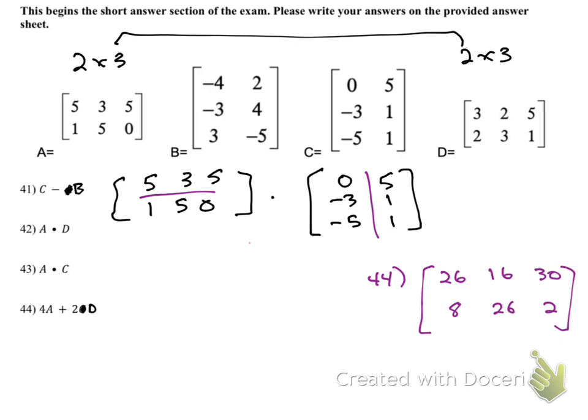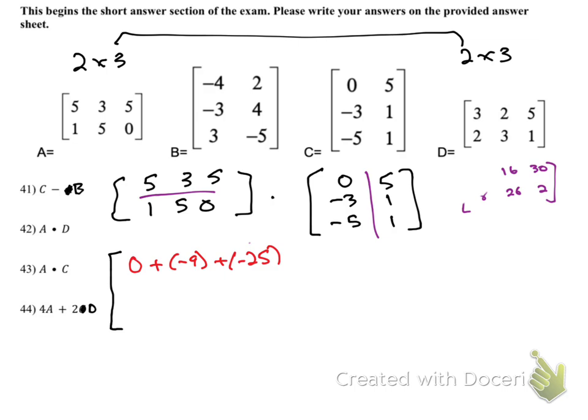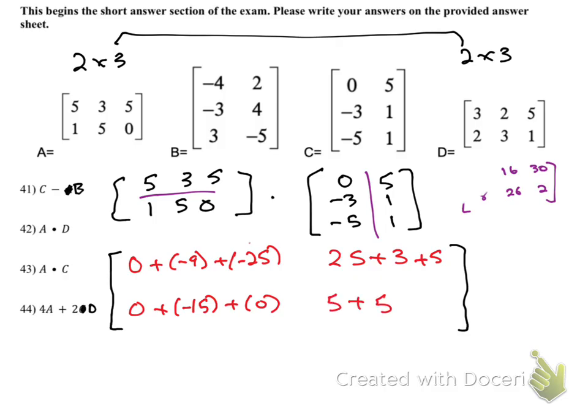So I will have 5 times 0 is 0, plus 3 times -3 is -9, plus 5 times -5 is -25. And then I'll have 5 times 5 is 25, plus 3 times 1 is 3, 5 times 1 is 5. And then I'll have 1 times 0 is 0, plus 5 times -3 is -15, plus 0 times -5 is 0. And then 1 times 5 is 5, plus 5 times 1 is 5, plus 0 there.